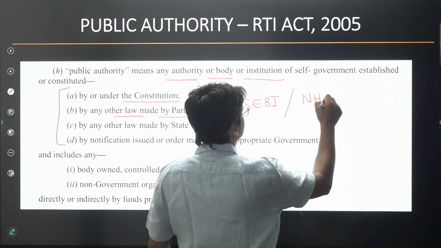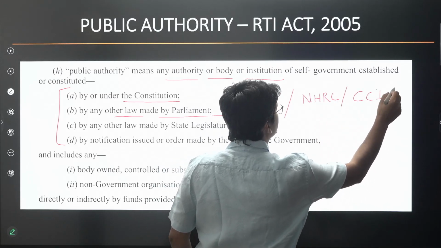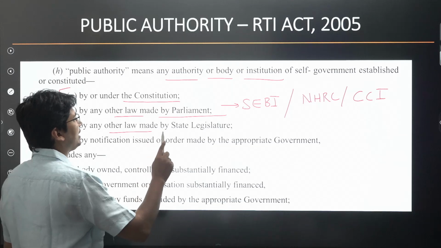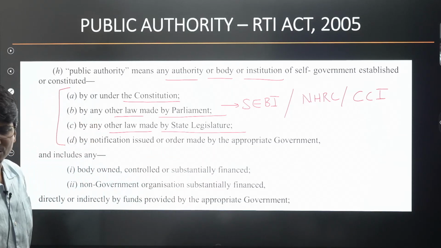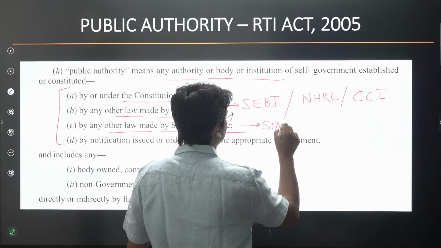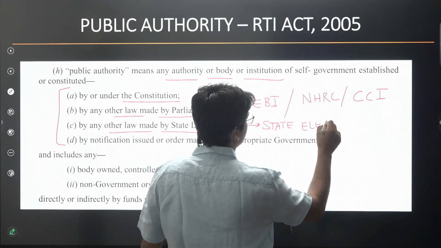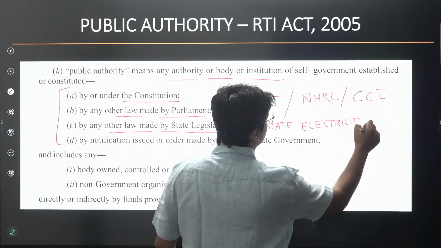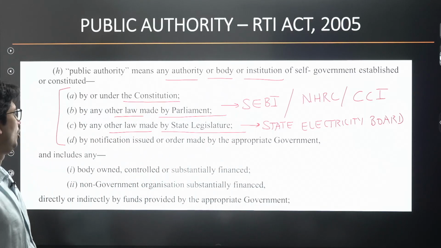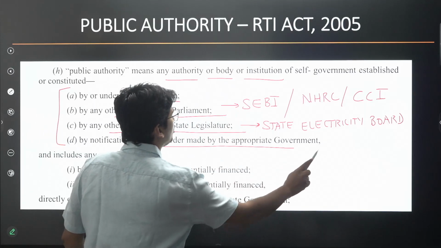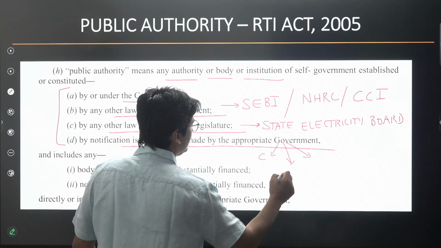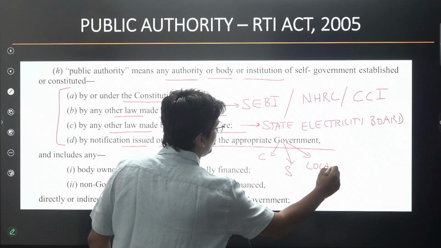NHRC, Parliament made Competition Commission of India, so many bodies, or by any other law made by state legislature. Similarly, state legislature also making an institution. Let's say State Electricity Board. Or any other department of the state. Or by notification issued or orders made by appropriate government. Appropriate government here includes all types of government. Central, state and local bodies also, or local government also.